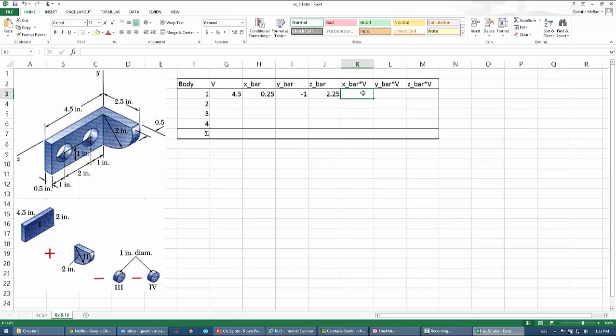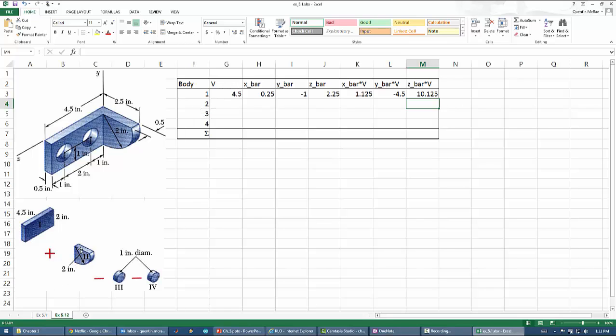Now this one is the reason why I'm doing it in Excel. X bar times volume. Oops, times volume. This one is going to be y bar times volume, and this last one is going to be z bar times volume. Boom. Okay. Let's look at body 2.